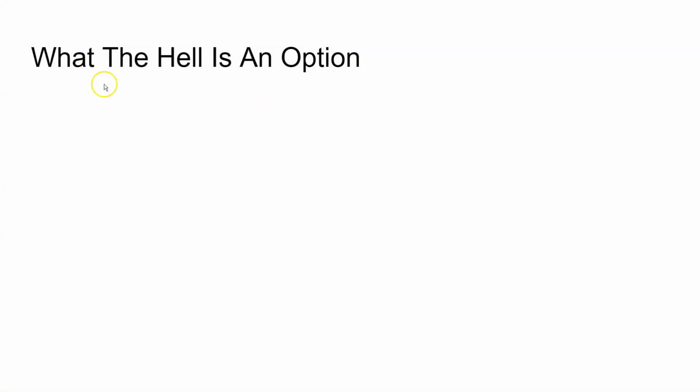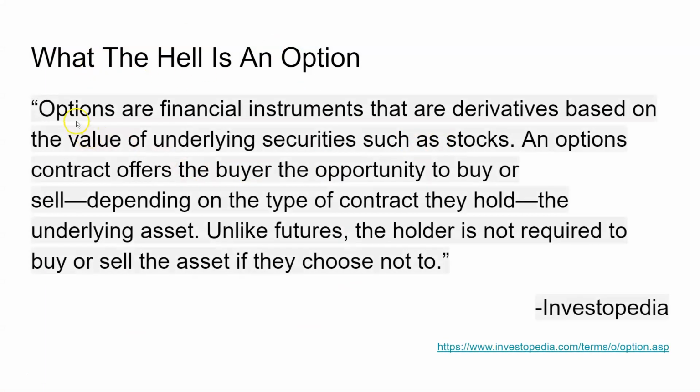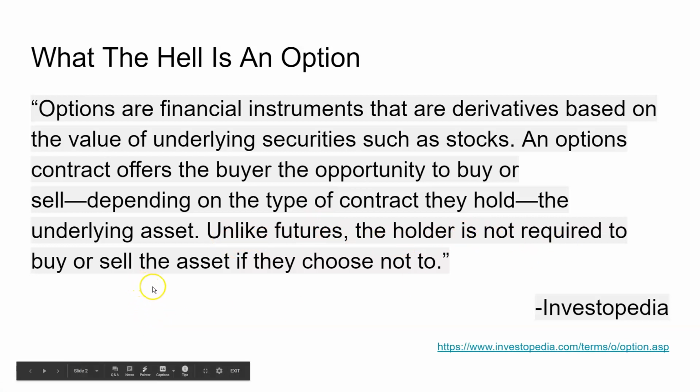What in the hell is an option? Options are financial instruments that are derivatives based on the value of underlying securities such as stocks. An options contract offers the buyer the opportunity to buy or sell, depending on the type of contract that they hold, the underlying asset. Unlike futures, the holder is not required to buy or sell the asset if they choose not to. And this comes from Investopedia.